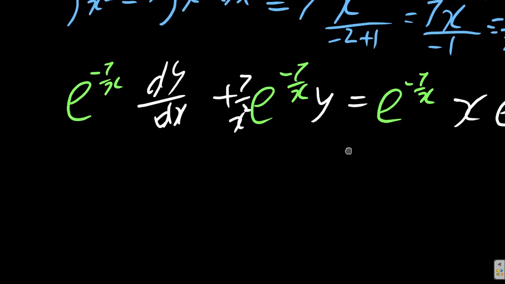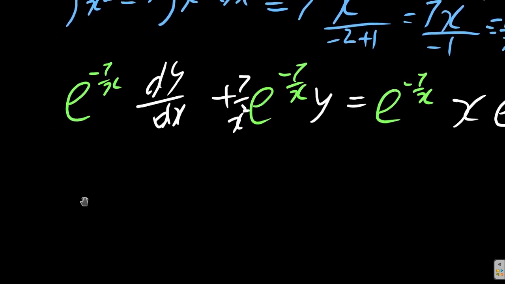Alright. Is this a result of differentiating a product? Let's see. Here, one of the members of that product would be y. Is e to the negative 7 over x one of them? Let's differentiate e to the negative 7 over x and see what we get. Let's say y is equal to e to the negative 7 over x.